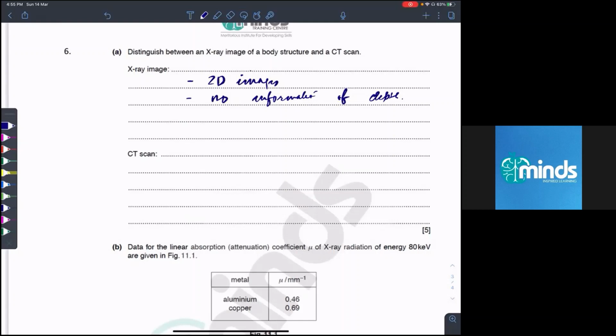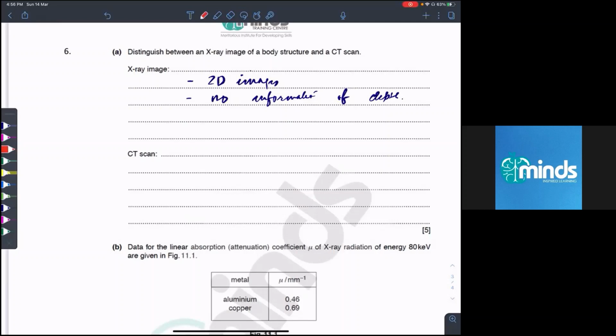Let's say this is the organ, this is the scar. Now, X-ray can read this height and this width. This is 2D. But X-ray cannot read this, the depth. X-ray images can never produce depth information. They are always superficial. They always give you information about the surface. So regarding X-ray, we can say 2D images with no information of the depth.